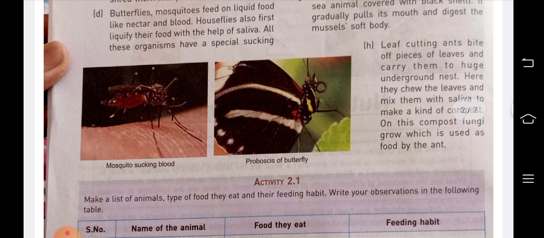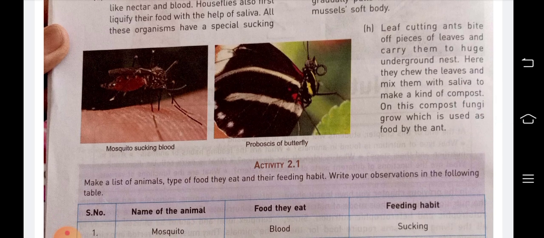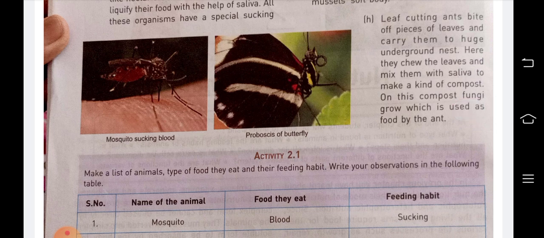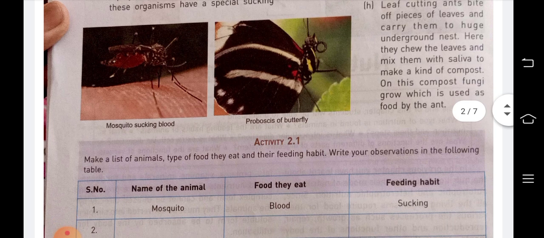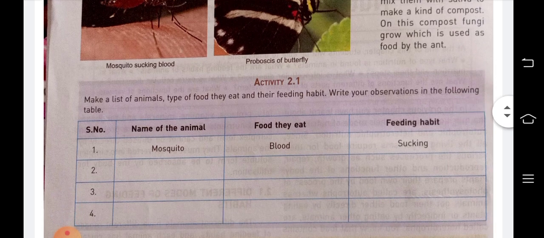Then the leaf-cutting ants bite off pieces of leaves and carry them to a huge underground nest. Here they chew the leaves and mix them with saliva to make a kind of compost. Compost means khad. On this compost, after some time, fungi grow, which is used as food by the ants.